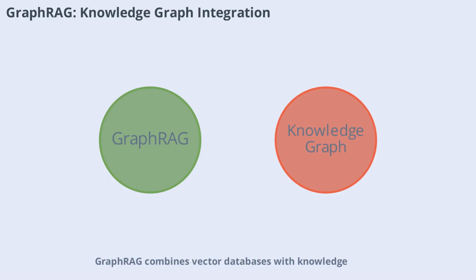GraphRAG combines vector databases with knowledge graphs, structured networks of entities and relationships. This approach is preferred when applications need to reason globally across large document collections, such as summarizing themes or discovering hidden connections. It goes beyond the localized retrieval of standard vector RAG.